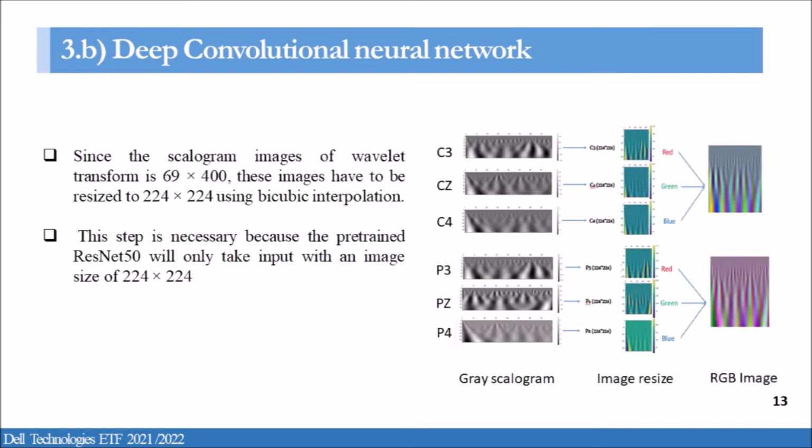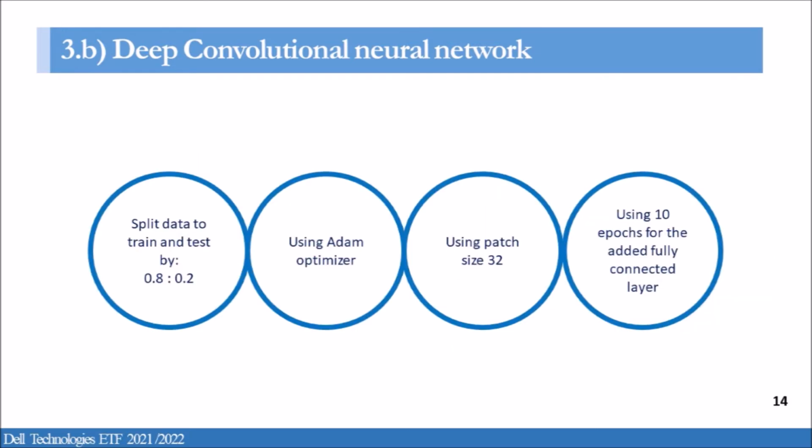Since the dimensions of the scalogram images of the wavelet transformation are 69 times 400, we had to resize them to the input shape of ResNet 50, which is 224 times 224. We did the resizing using the bicubic interpolation method.